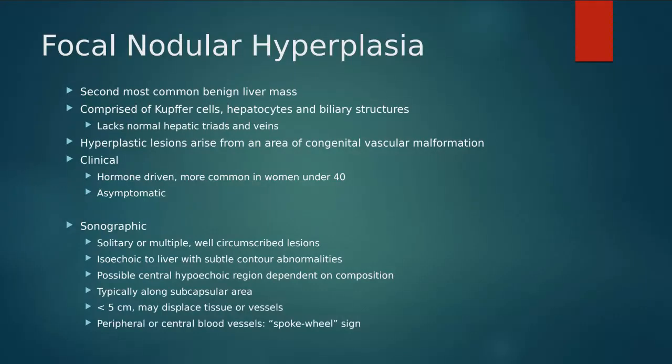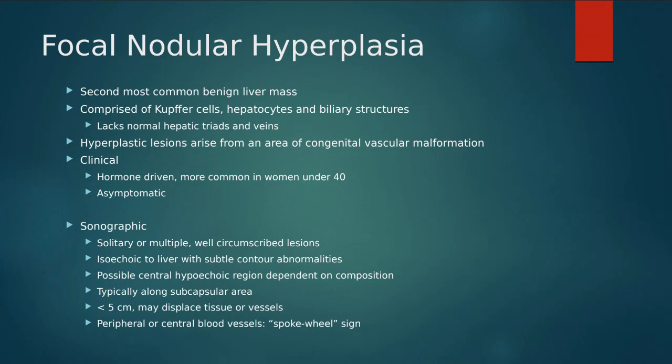Clinically, these are also going to be hormonally driven, and they're more common in women under 40. They're going to be asymptomatic. On ultrasound, focal nodular hyperplasia has a very difficult appearance for us to find. It's very subtle, and we'll see that on our next slide. But we can see these areas either one or multiple, right? Because chances are if you had one malformation in an area of the liver while it was developing, you probably have another malformation somewhere else in the liver, right? So we're going to see multiple of these areas. They're going to be pretty well circumscribed masses.